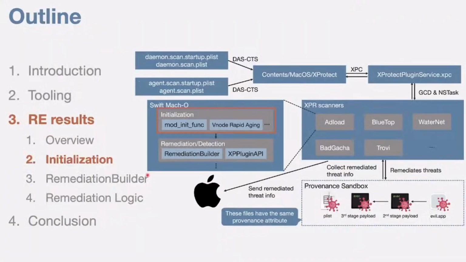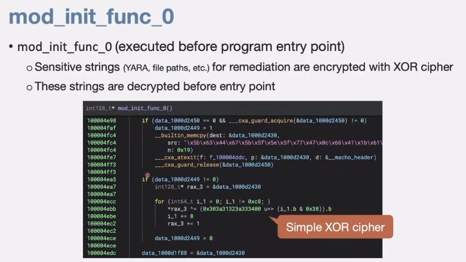Okay, then let's talk about how each XPR scanner is initialized. Each XPR scanner has a function called module init func 0, which runs before its entry point. Its role is to decrypt sensitive strings used for remediation, such as file paths, regular expressions, and YARA rules. These sensitive strings are encrypted using a simple XOR cipher. Decrypting these strings is important because they tell us a lot about how each XPR scanner works.